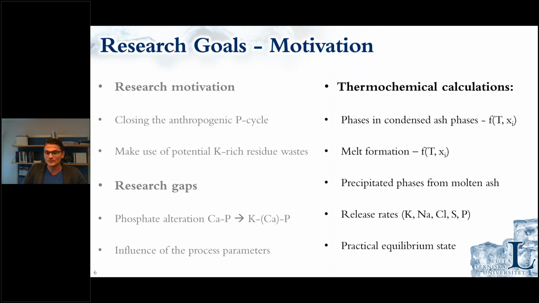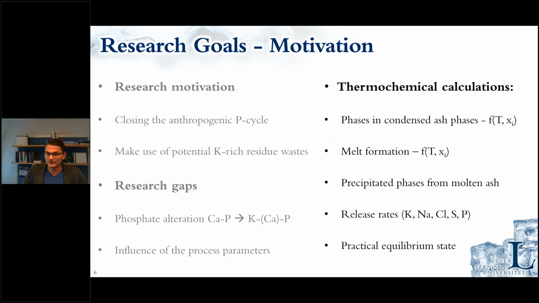Furthermore, we also want to see how much melt is actually formed, because that's a very important process parameter. And we need to know that to get, for example, into larger scales, because melt formation can cause huge problems in the operation of such systems. Furthermore, we want to see what kind of phases would precipitate from the molten ash. And also we want to see which elements could be released from the system. So especially potassium, which we already know is very readily volatilized in thermal conversion systems.